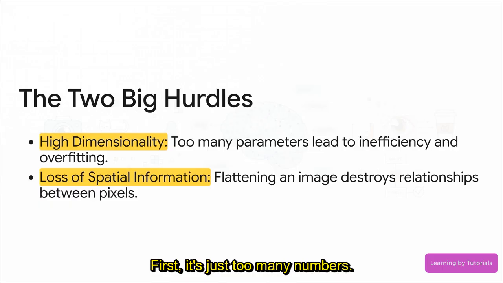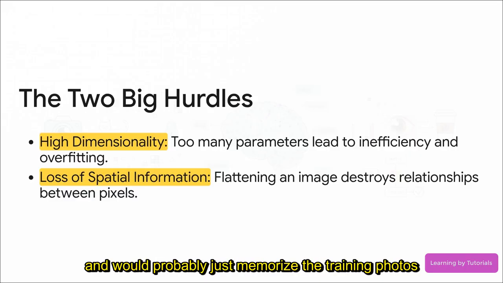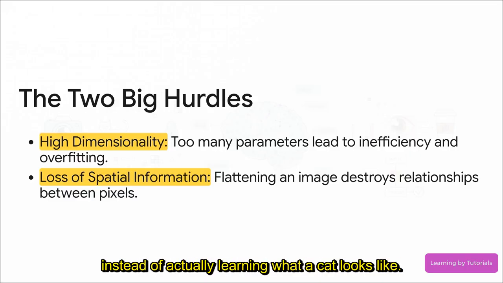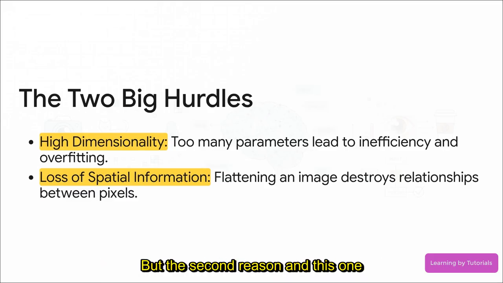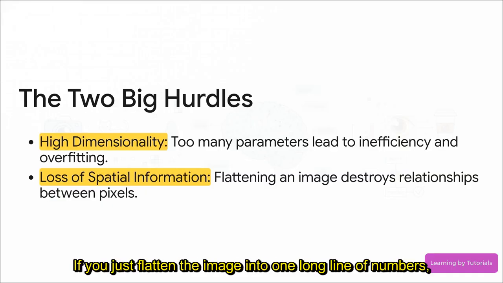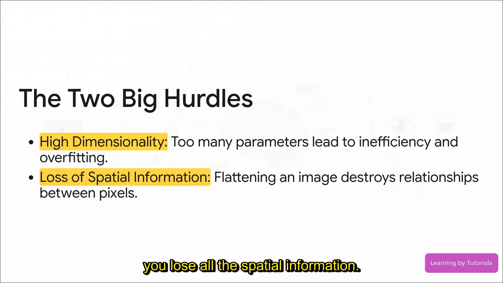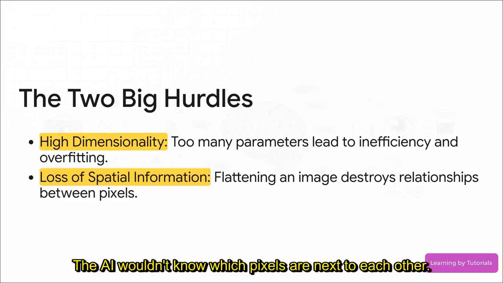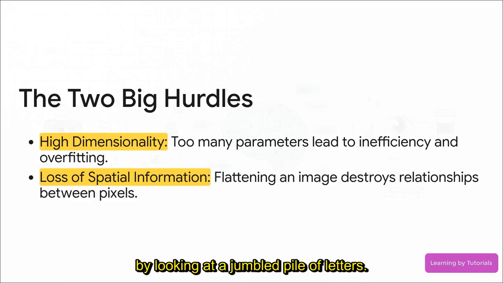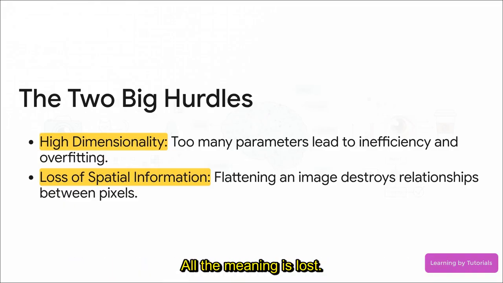First, it's just too many numbers. The AI would get bogged down and would probably just memorize the training photos instead of actually learning what a cat looks like. But the second reason, and this one is the real deal breaker. If you just flatten the image into one long line of numbers, you lose all the spatial information. The AI wouldn't know which pixels are next to each other. It'd be like trying to read a sentence by looking at a jumbled pile of letters. All the meaning is lost.